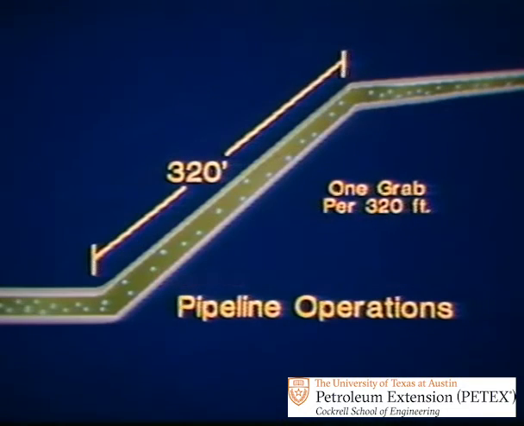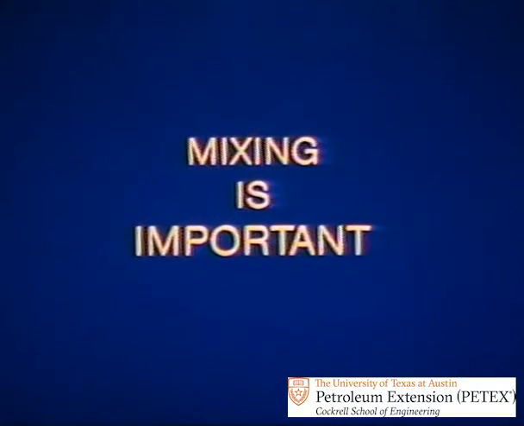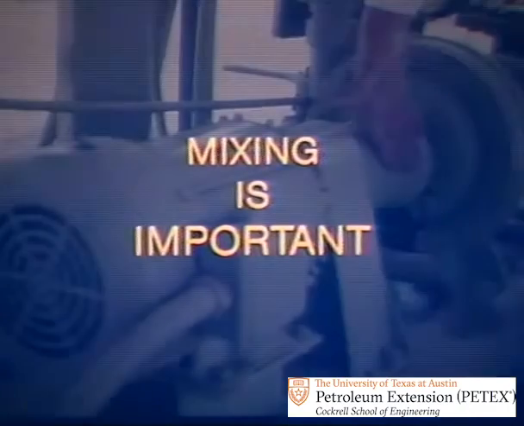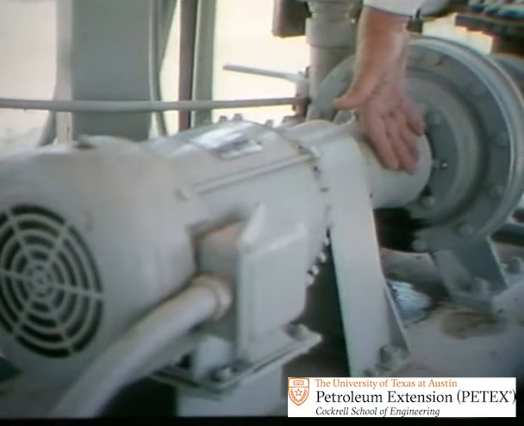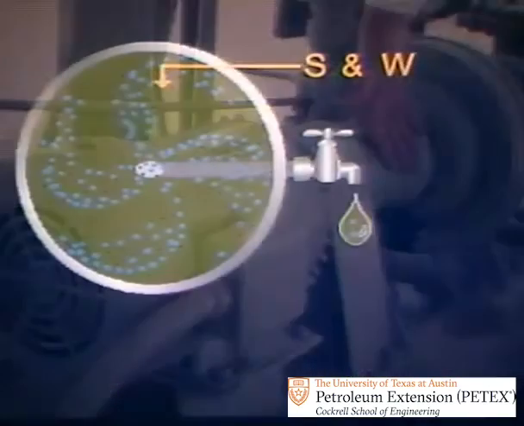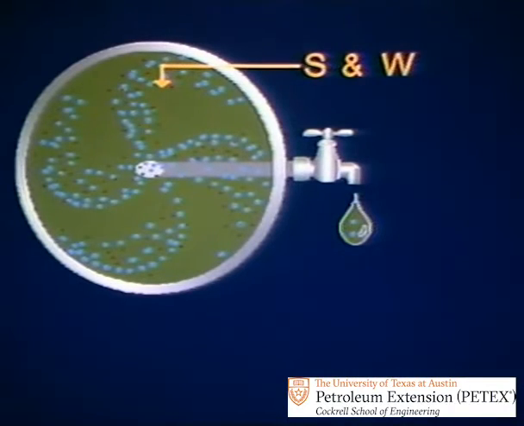Or in pipeline operations, where S&W content tends to be more uniform, typically 1 grab per 320 lineal feet of pipeline volume does it. Also, mixing is important in obtaining a representative sample. To get adequate mixing, a pump can be installed in the line immediately upstream from the sample probe. However, a pump can cause a centrifuging effect too, so verify the results to make sure the pump is doing the job.